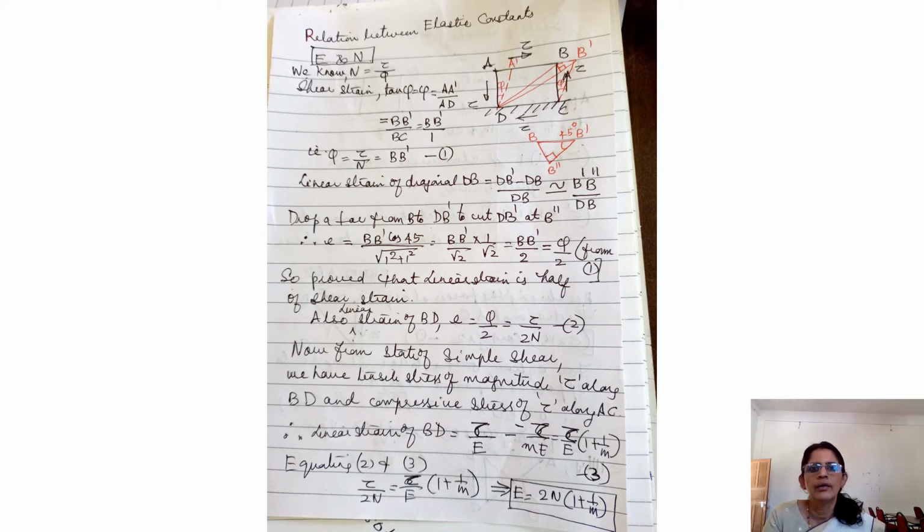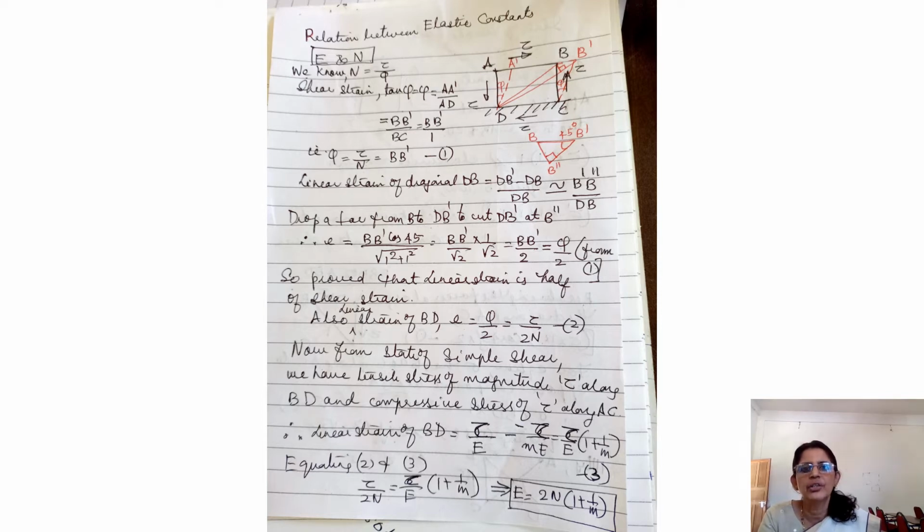Okay, now we will just see the relationships between the various elastic constants like Young's modulus, rigidity modulus, bulk modulus, and Poisson's ratio. So first of all, let us take the relationship between Young's modulus and rigidity modulus. I have taken the notations as capital E and capital N.